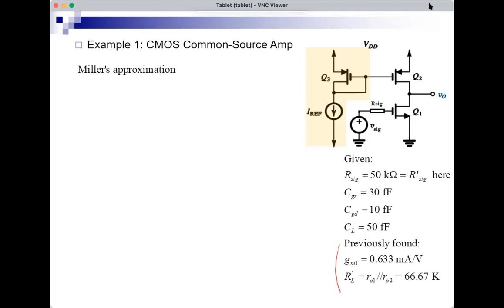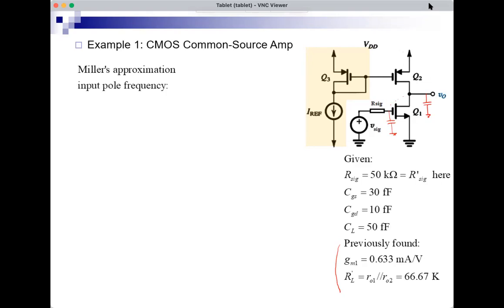So in Miller's approximation, what happens is that I would have the capacitors in the circuit, and then I apply Miller's approximation, and I end up with, instead of 3 capacitors with one of them bridging the input to the output, only 2 capacitors, one at the input and one at the output. We call them C in and C out.